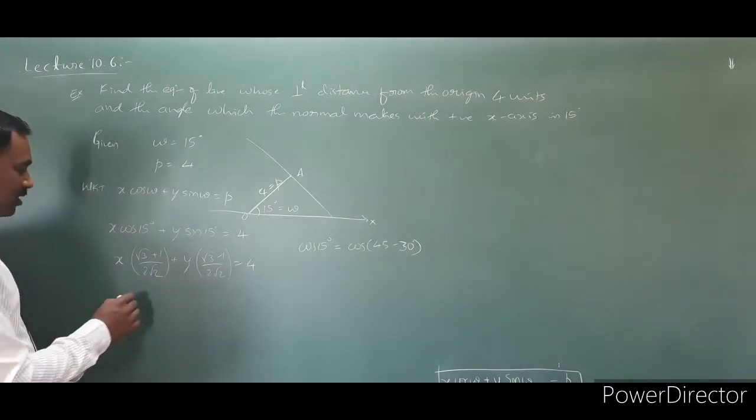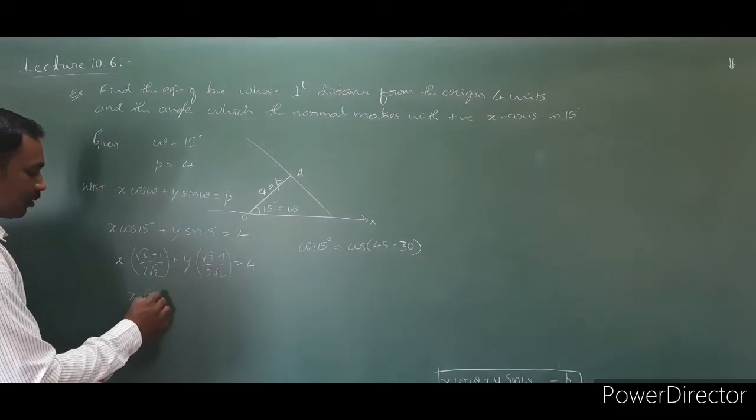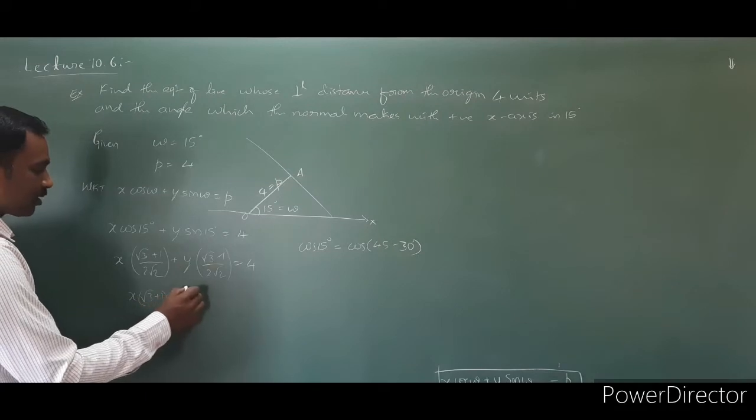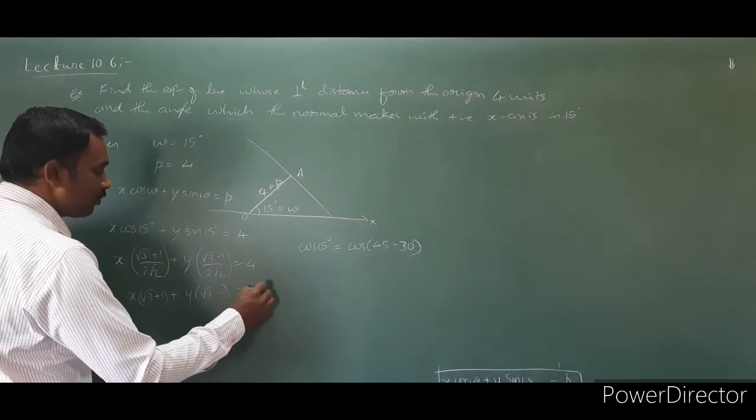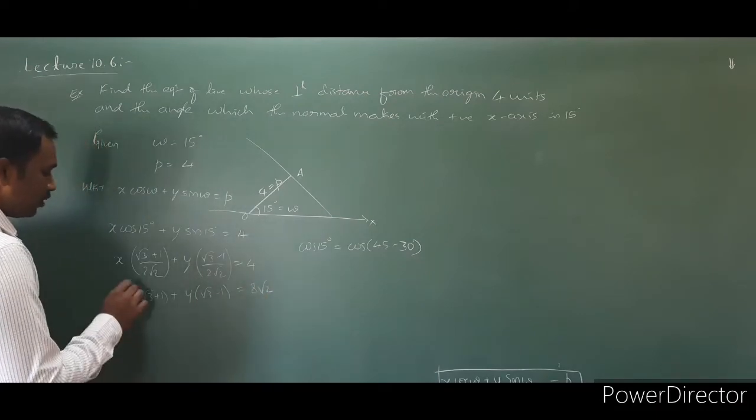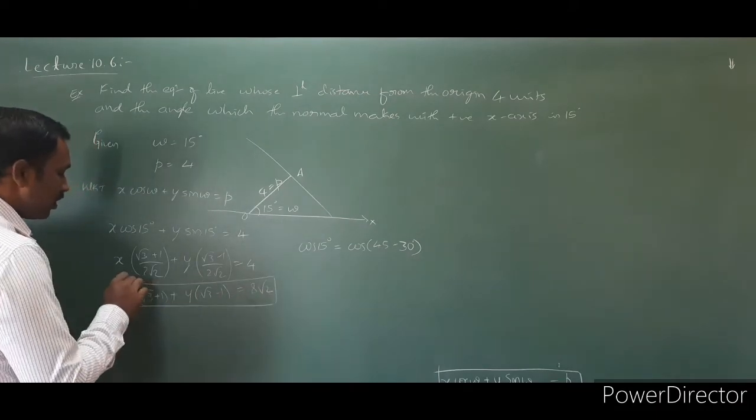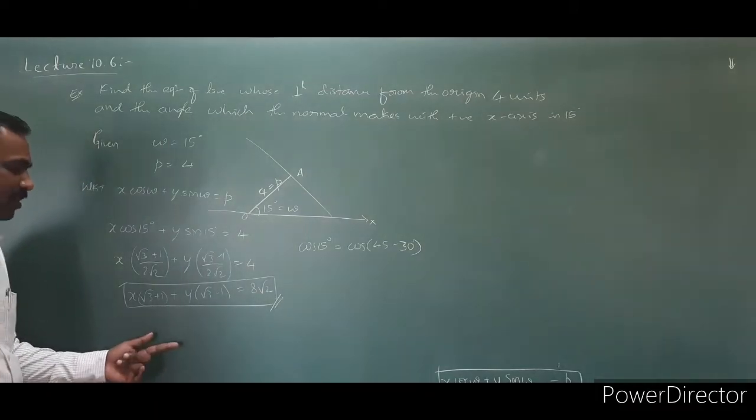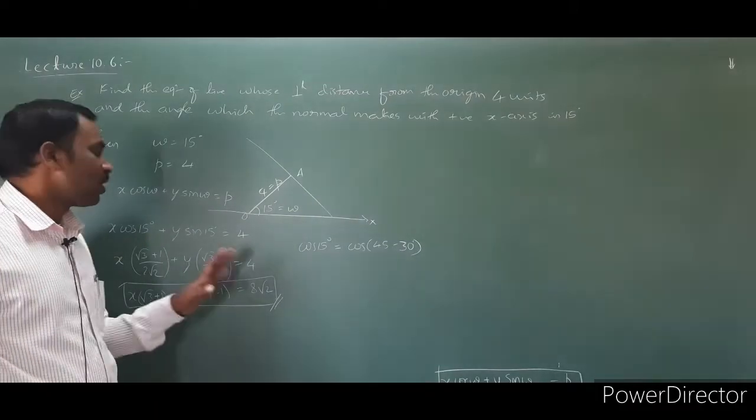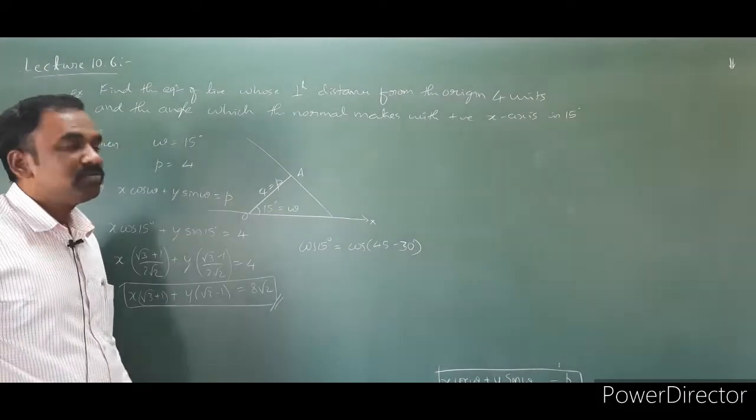2 root 2 is the LCM. x into root 3 plus 1 plus y into root 3 minus 1 is equal to 4 into 2 is 8 root 2. We can keep this much as the required equation of the line, or else you can keep it as it is, that's all. So this is the required equation of the normal.